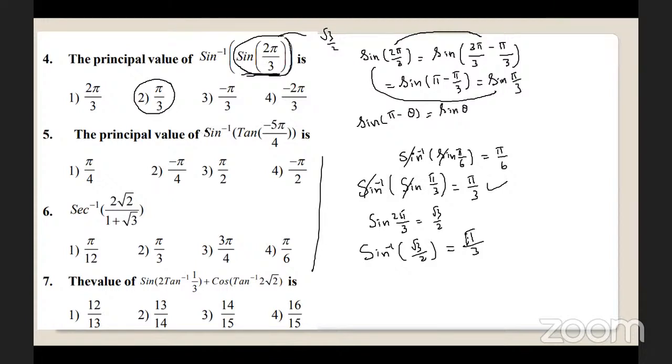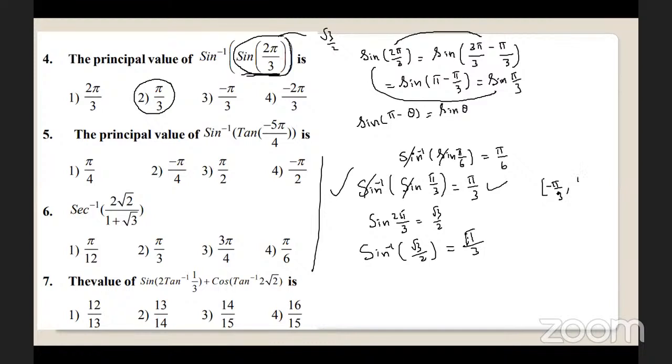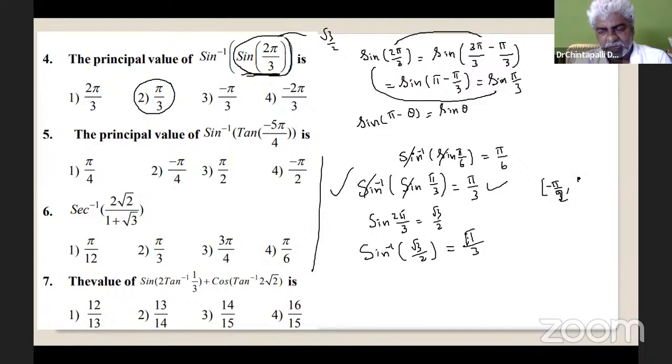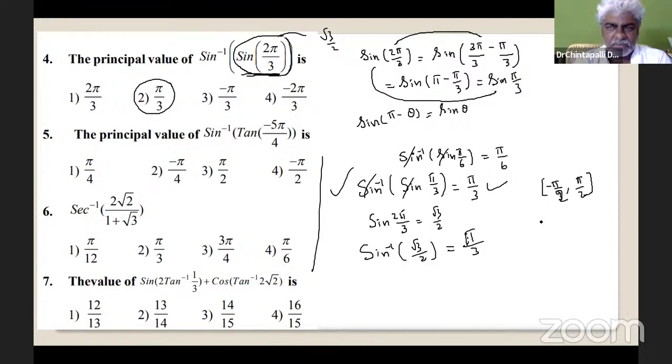Got it? But you should know this point: the domain of each function. The domain of the sine function is closed negative pi by 2, positive pi by 2, right? Yes, sir. But at the same time, the domain of cos is different. I will show the details right now.